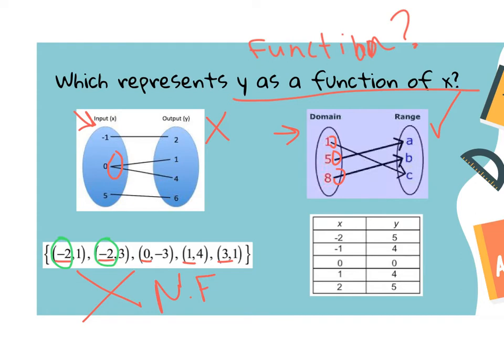And then the last one here from a table. Again, we are only looking at the x values. So do any of these x values repeat here? -2 and +2 are not the same number, so they do not repeat. -1 and 1 are different. 0, there's no other 0 for the x's, so this one also checks out. It is a function. We are not looking to see if the y's repeat, okay? We are only looking at the x's for function or not a function.